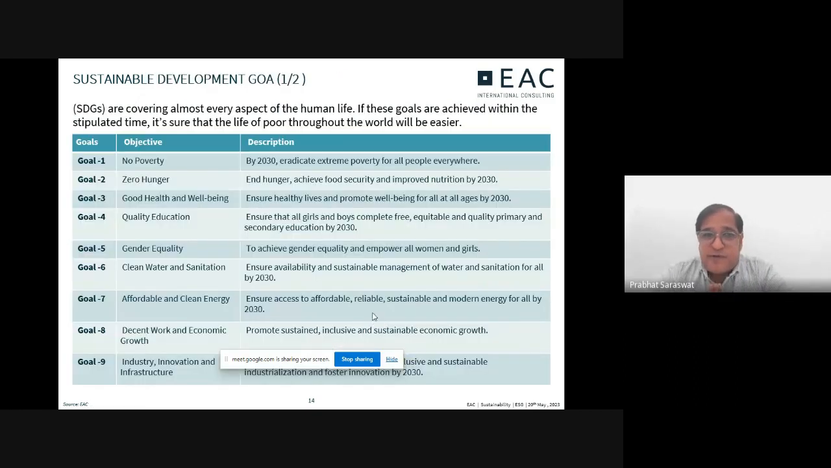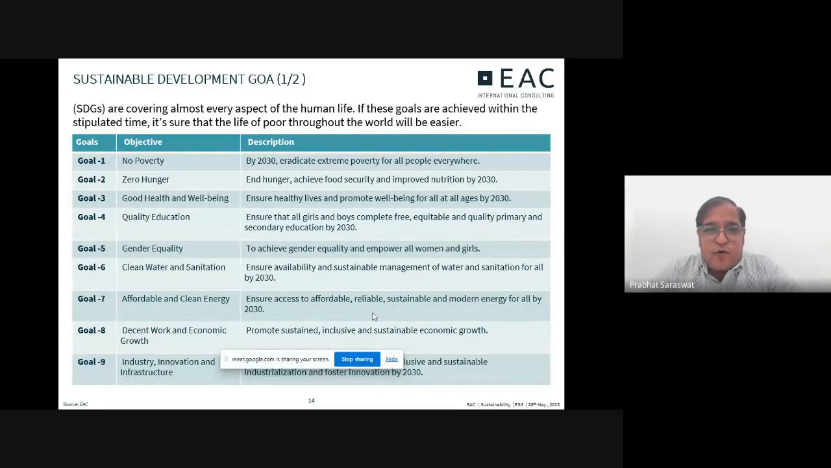So sustainable development, I'm trying to start this topic from the sustainable development goals. We know that we have 17 SDGs. I think a decade back, 2014-15, the 17 sustainable development goals were prepared by the United Nations. Each goal covers almost every aspect of human life. If these goals are achieved within the stipulated time, it is sure that the life of the poor throughout the world will be easier.